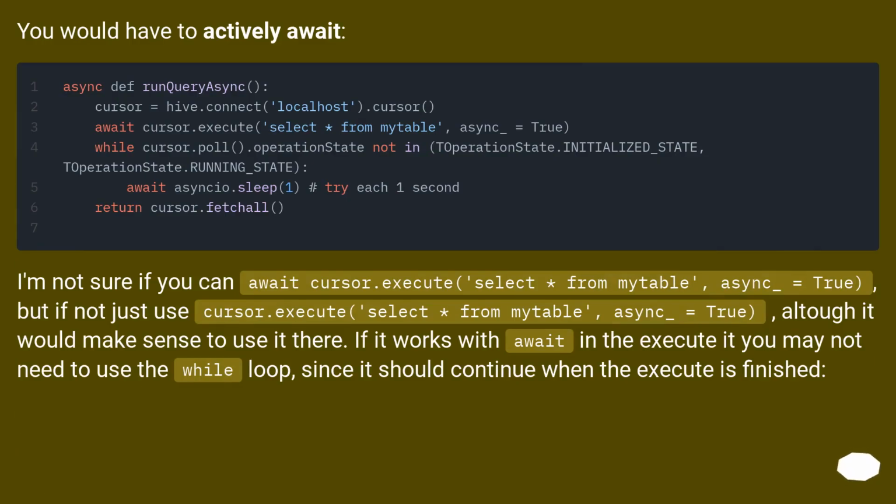You would have to actively await. I'm not sure if you can await cursor.execute select from mutable, async_=True, but if not, just use cursor.execute select from mutable, async_=True, and it would make sense to use it there. If it works with await in the execute, you may not need to use the while loop, since it should continue when the execute is finished.